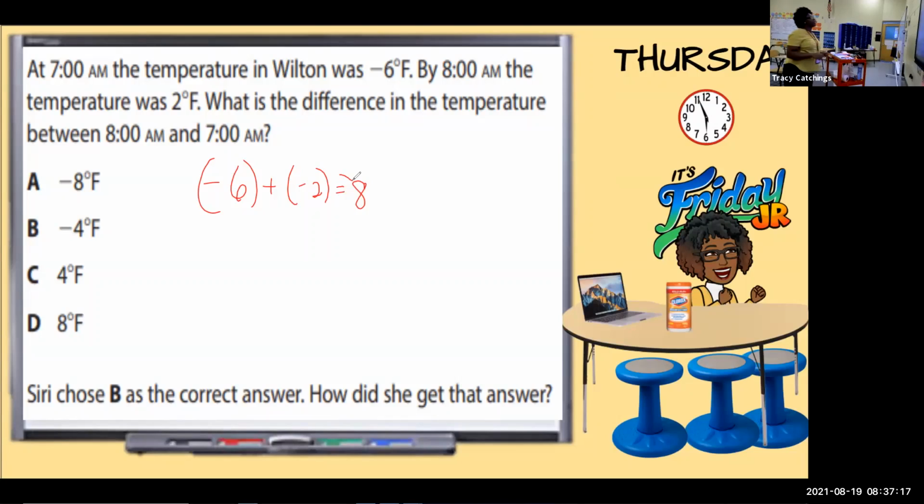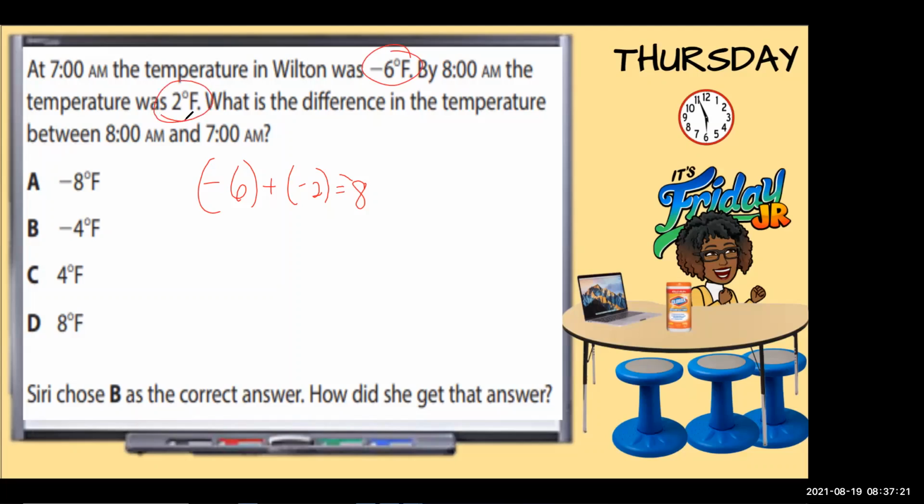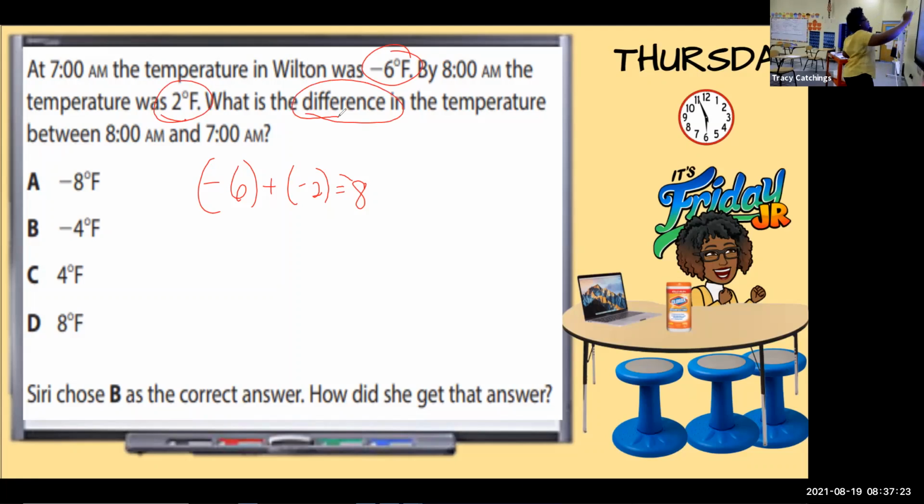All right, now let's go back and have a look. We got -6, we got 2, and they said difference. We know difference means subtract. When you normally subtract, what number goes on top? The large number or the small number? The large number.